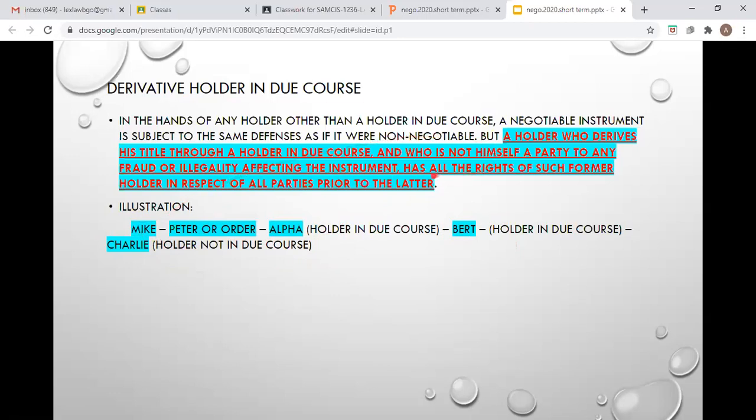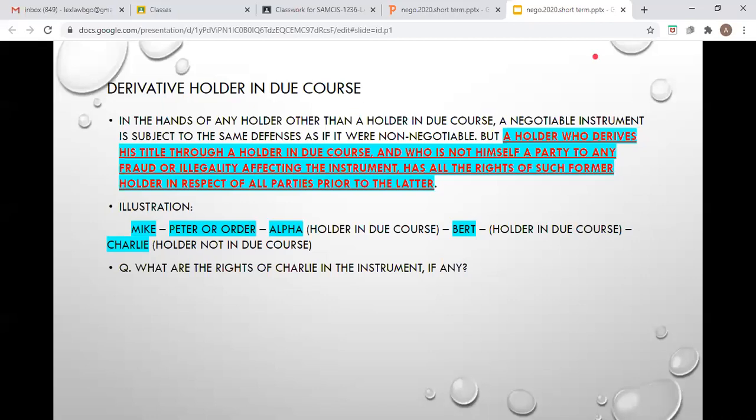So sabi niya dito, has all the rights of such former holder, we're referring to Bert, in respect to all parties prior to the latter. In respect to all parties prior to Bert. So sina Mike, Peter, and Alpha. Okay?